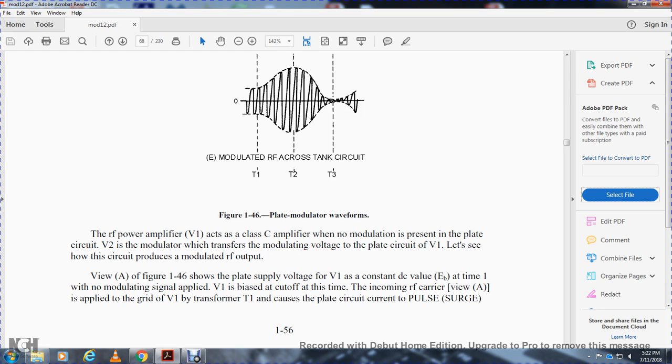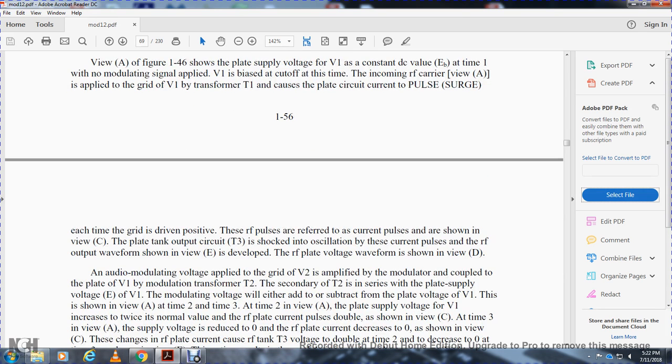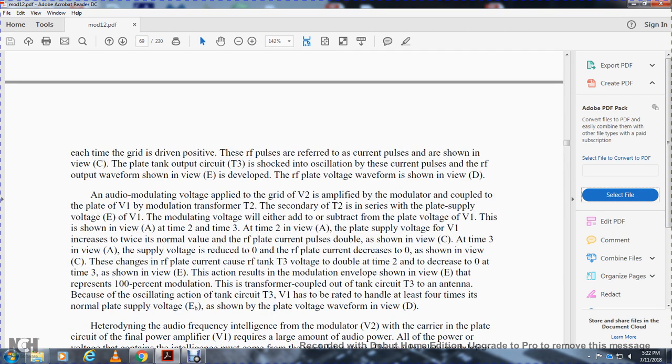The plate circuit current is a pulse, or surge, each time the grid is driven in the positive direction by the radio frequency pulse, referred to as the current pulse, as shown in the view. The plate tank circuit output oscillation, with the current pulse, gives the radio frequency output wave shown in view E, developing the radio frequency plate voltage waveform shown in view D.